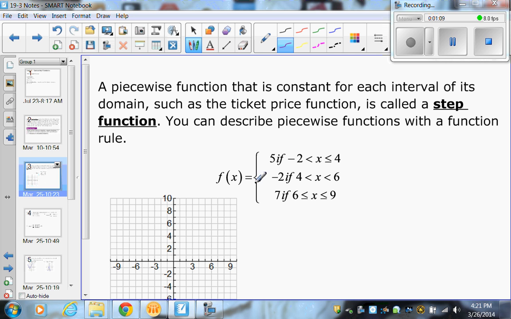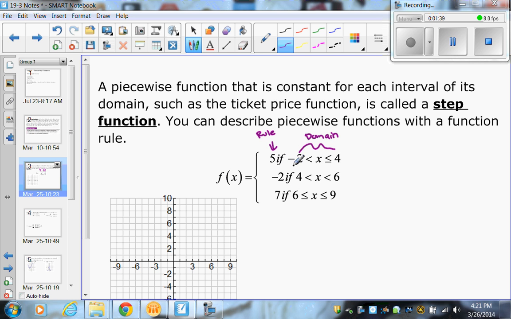So for example, this is what a piecewise function looks like. This first part here is our rule for the function, and this part over here is our domain. This is a special type of piecewise function, which is a step function, because if you notice, every rule here is just a constant.